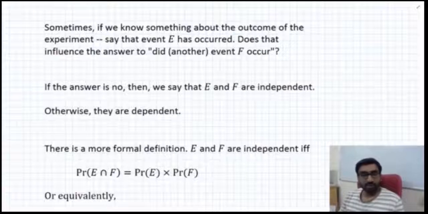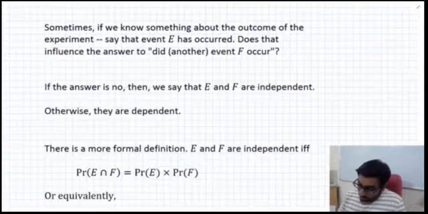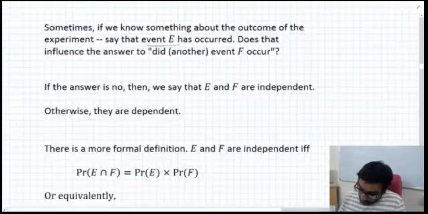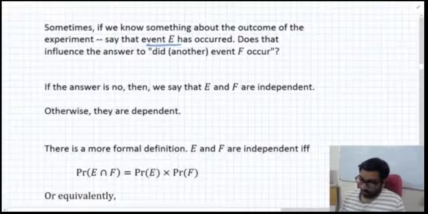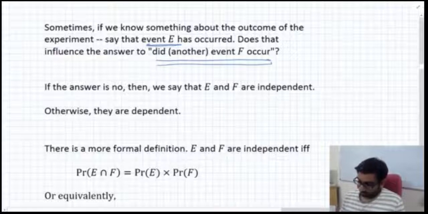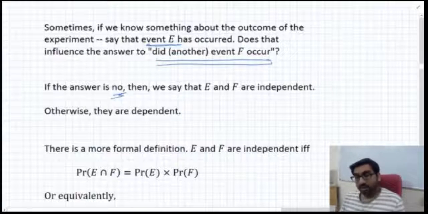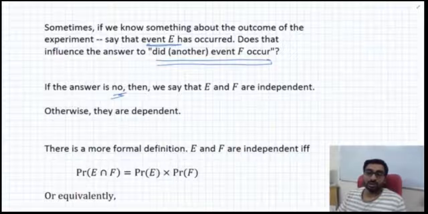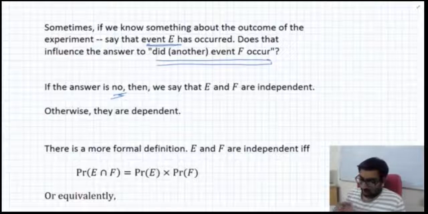Suppose we know something about the outcome of an experiment. In particular, let's say we know that a particular event E has occurred. Now, does that influence the answer to the question, did some other event F occur? If the answer is no, then we say that the two events are independent, because now E has occurred, it has no bearing on whether F has occurred or not. And so they're said to be independent.